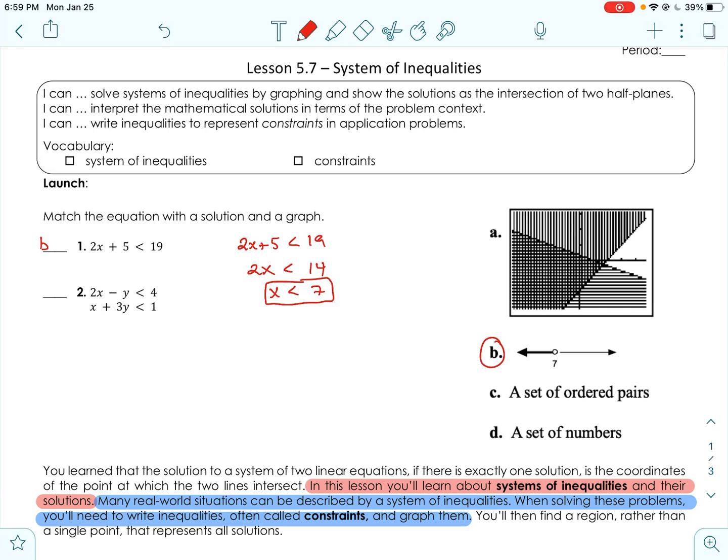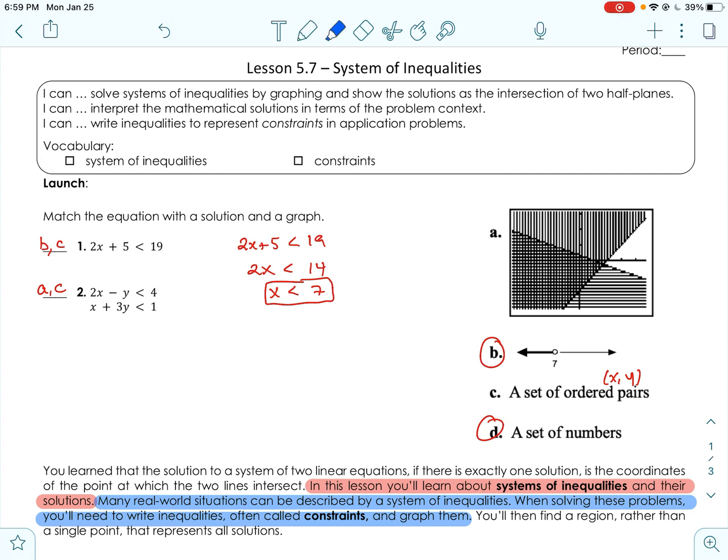And then the type of answer it will be is a set of numbers. We know it's going to be a set of numbers because an ordered pair has x and a y value, and we know that this equation does not have any y values. So the correct answer for number 1 is the graph B and the solution D. That leaves A and C for number 2.